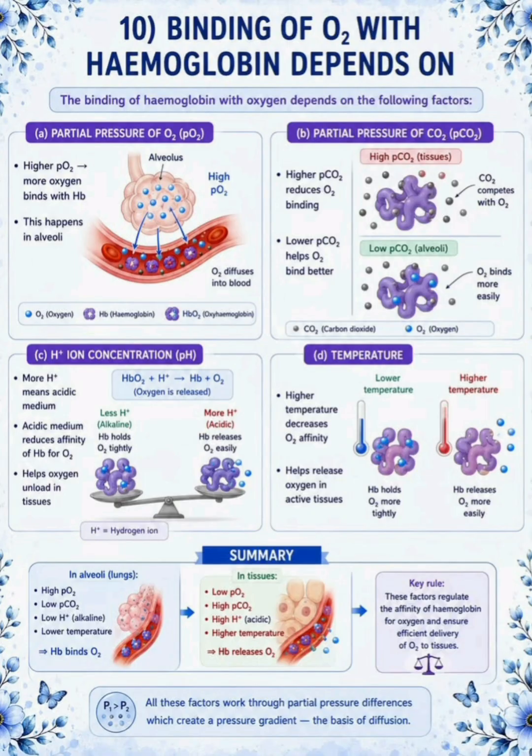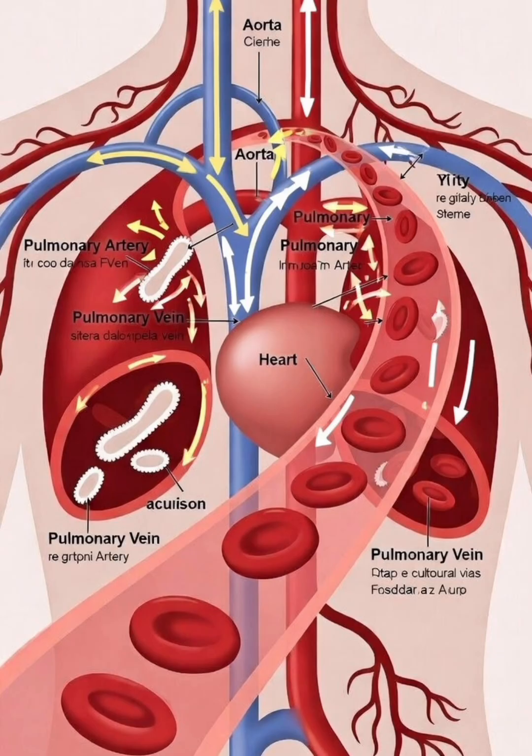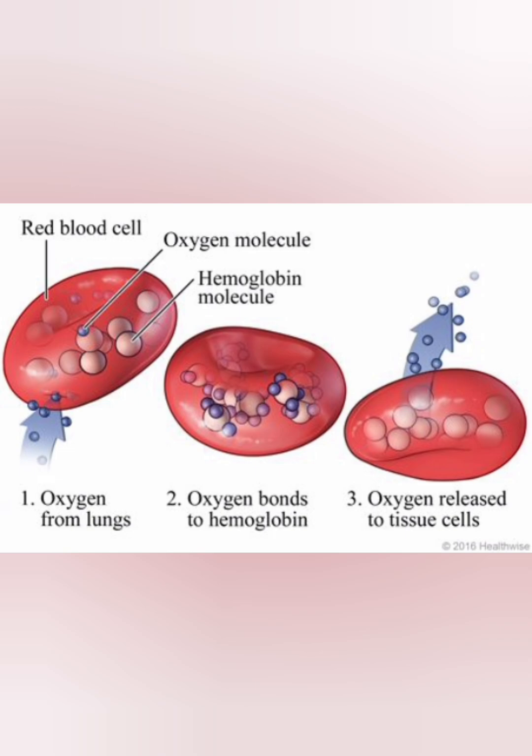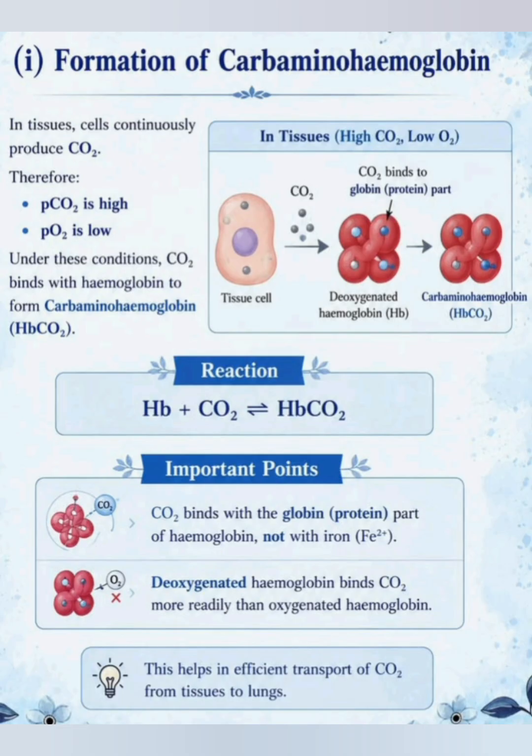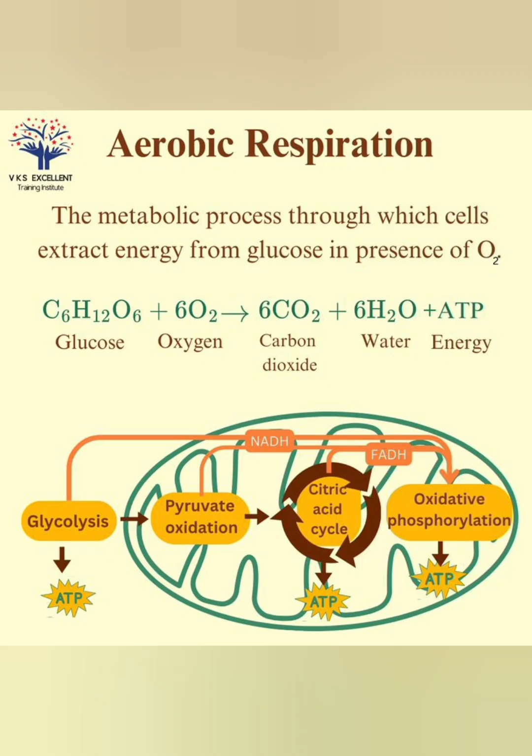But what happens when this blood reaches our hard-working tissues? The scene completely flips. The tissues are burning energy, meaning oxygen is low, while carbon dioxide and H+ ions and temperature shoot right up. Because oxygen is low and carbon dioxide is high here, carbon dioxide forcefully binds to hemoglobin to form carbaminohemoglobin. This frees up the oxygen, allowing our tissues to immediately use it for breaking down glucose and generating cellular energy.